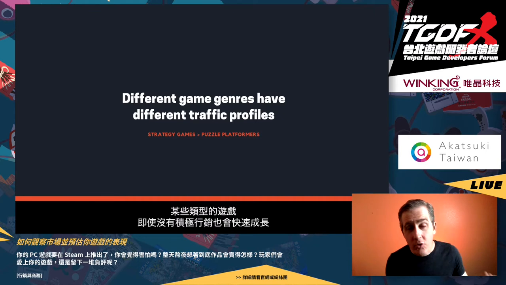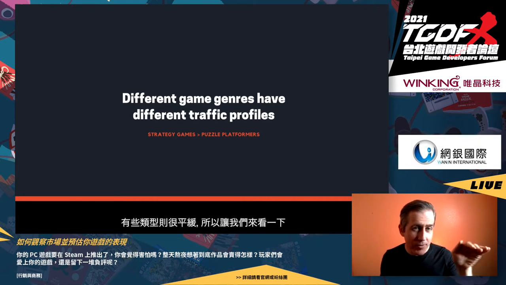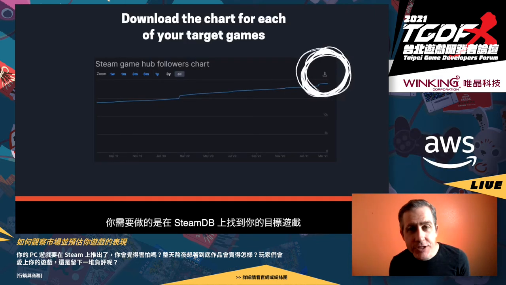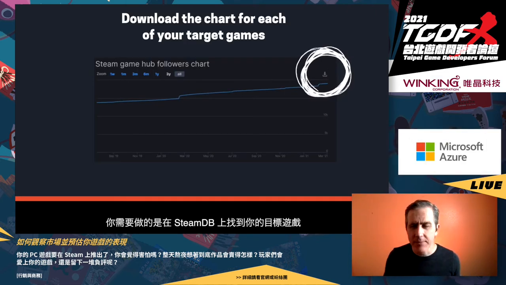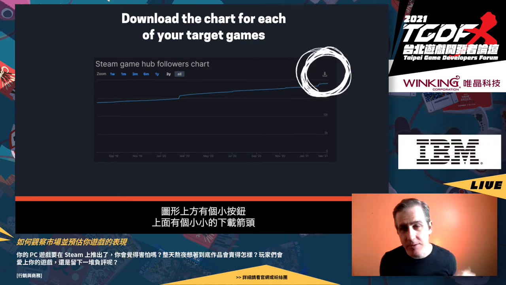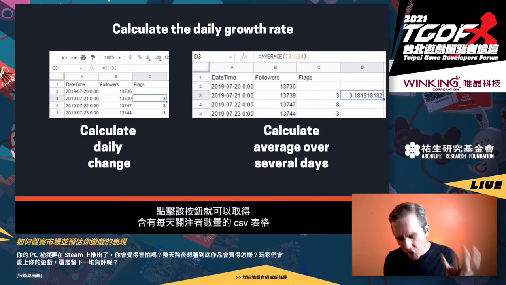Some genres grow very fast, even if you're not doing an active promotion. Other genres are pretty flat. So let's take a look. What you need to do is go down to your target games on SteamDB, and there's this little button above the graph that has a little download arrow. Click that button, and you're going to get a CSV chart of every day and how many followers.